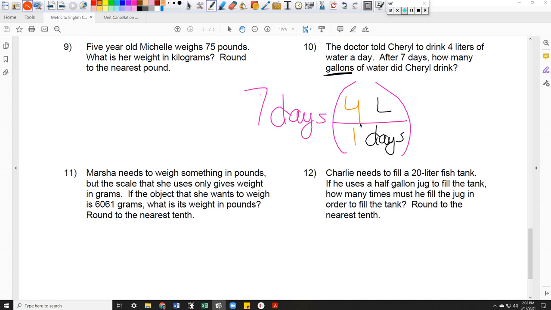Now, here's the other issue. First of all, what can we cancel? Days. I'm left currently with what? I'm left with liters. Why can I not stop? The question was specifically about gallons. Alright? Now, again, I may not have a clue what I'm doing, but I know I have to get rid of liters, correct? Where do I put it? Gotta put it on the bottom. So now the question then becomes, can I go from liters to gallons?